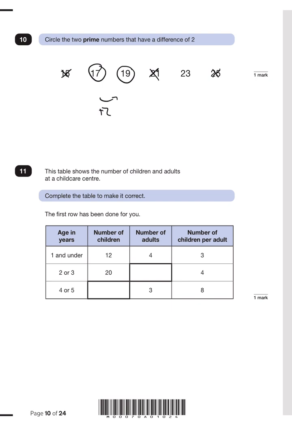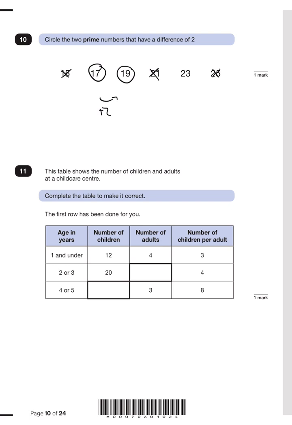Number 11. This table shows the number of children and adults at a child care center. Complete the table to make it correct. The first row has been done. The age in years, 1 and under. Number of children, 12. Number of adults, 4. Number of children per adult, 3.